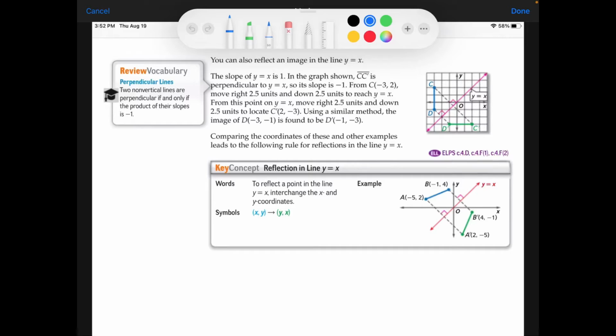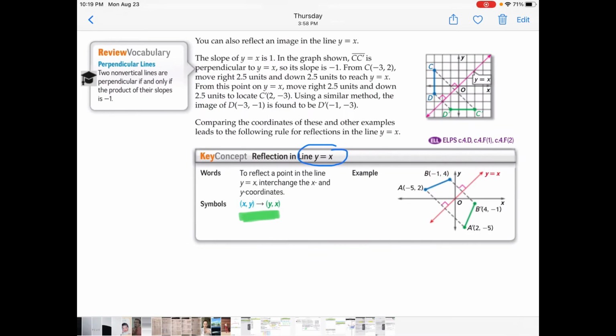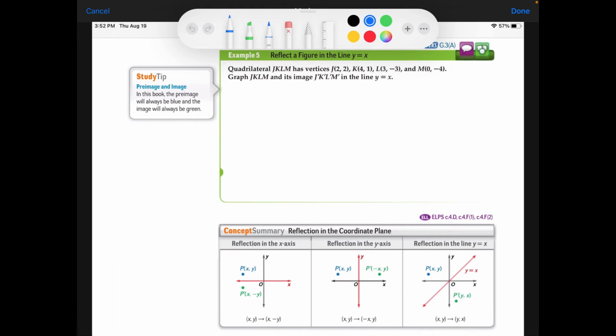So now we're going to go through an example on how to reflect coordinate points over the y equals x line. So remember, the rule is the most important thing. So here's our rule, and what the rule says is that we have to basically flip the x and y coordinates. So let's go ahead and do an example.